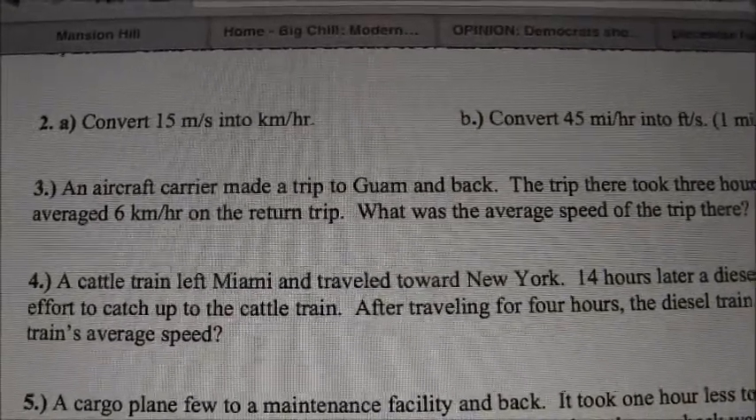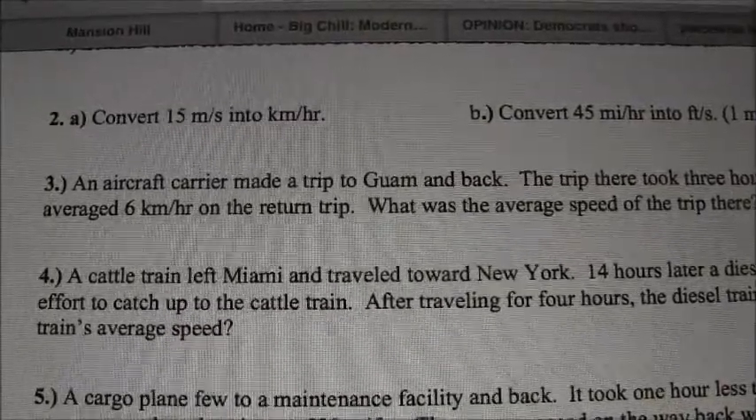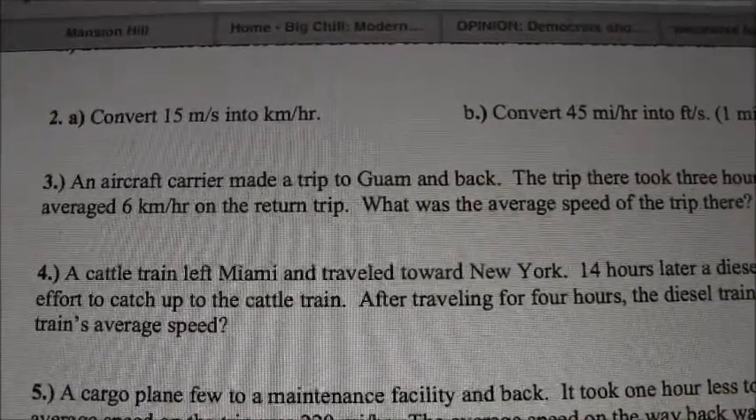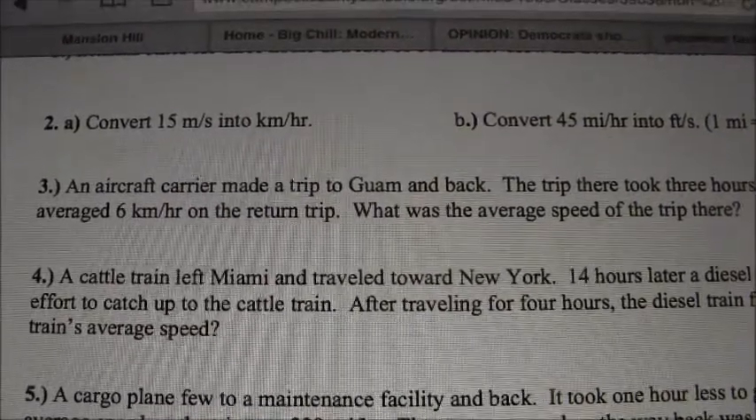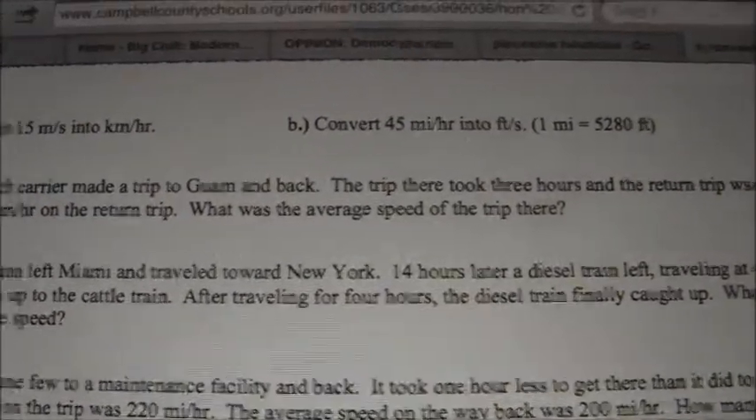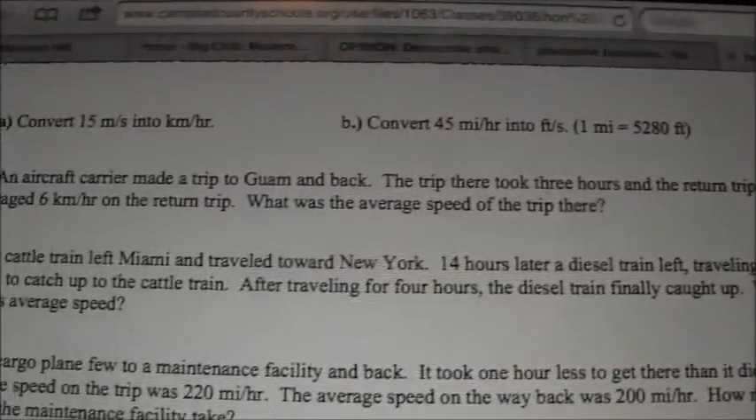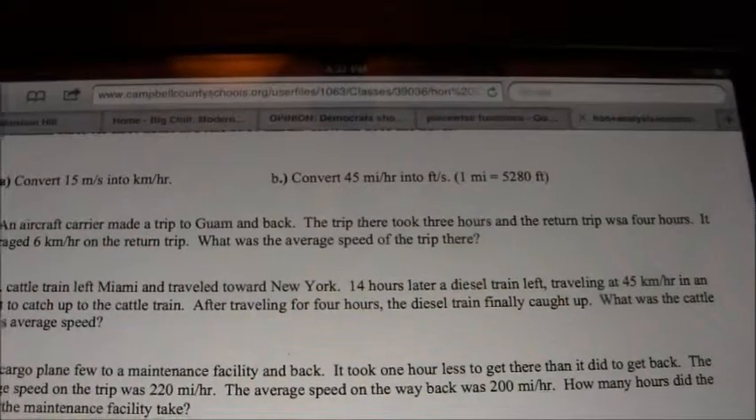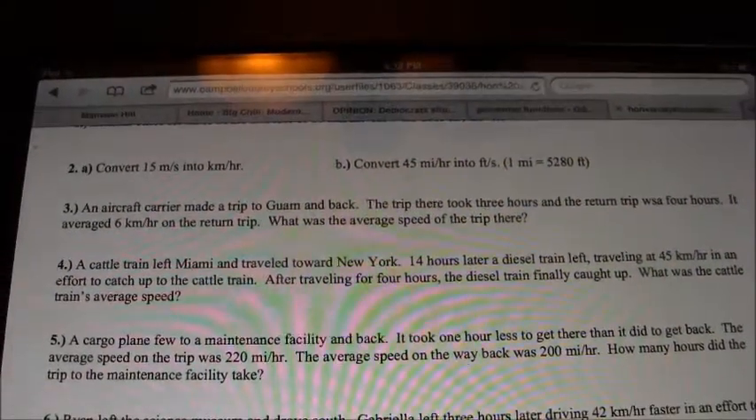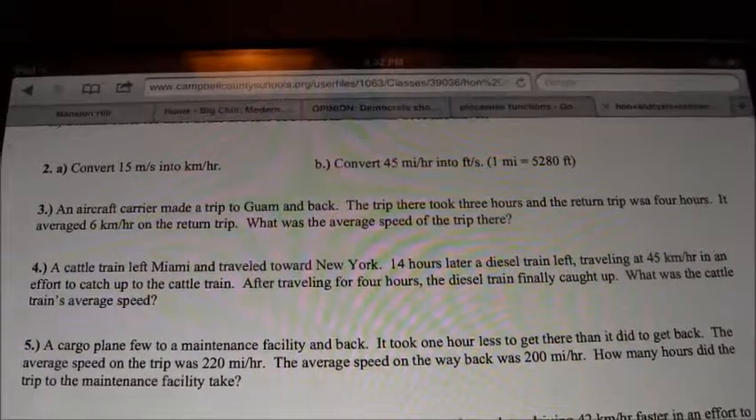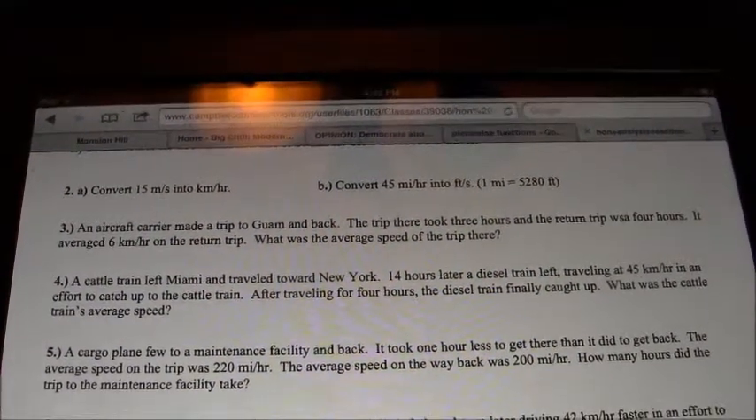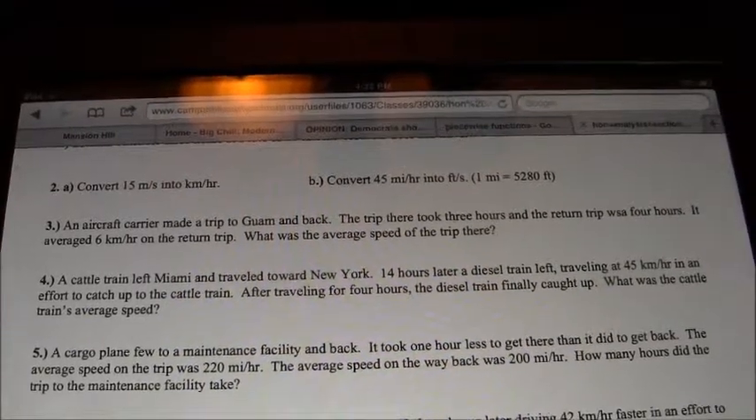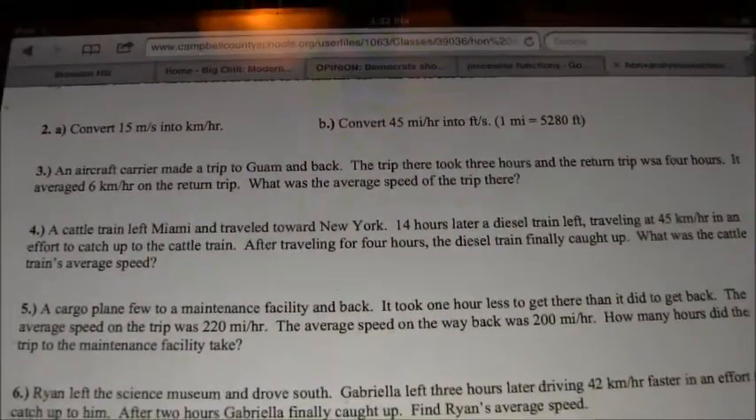We're going to look at some rate problems. Problem number 3: an aircraft carrier makes a trip to Guam and back. The trip there took 3 hours, and the return trip was 4 hours. If the average speed on the return trip was 6 kilometers per hour, I want to know what the average speed of the trip to Guam was.